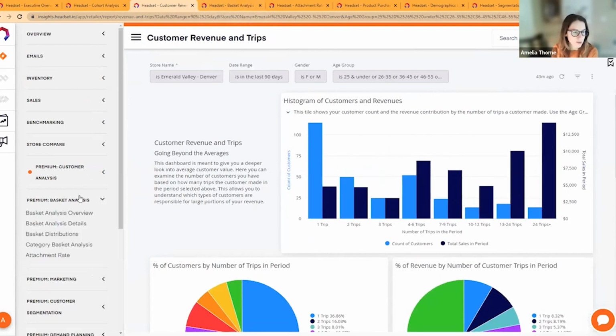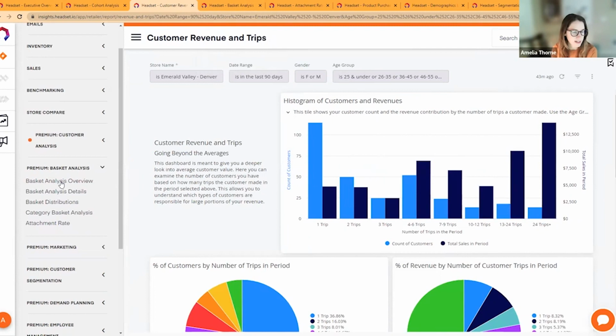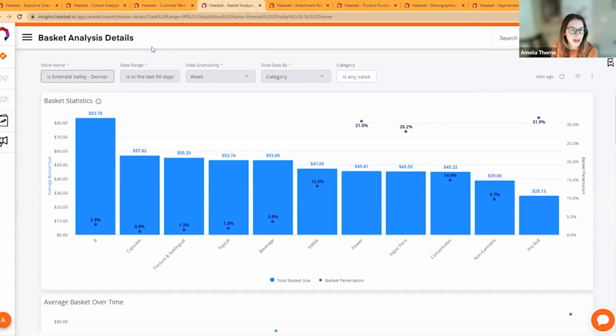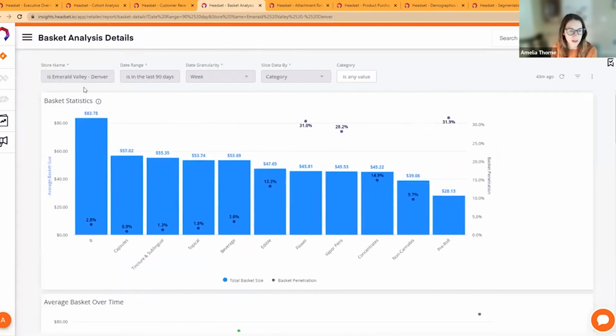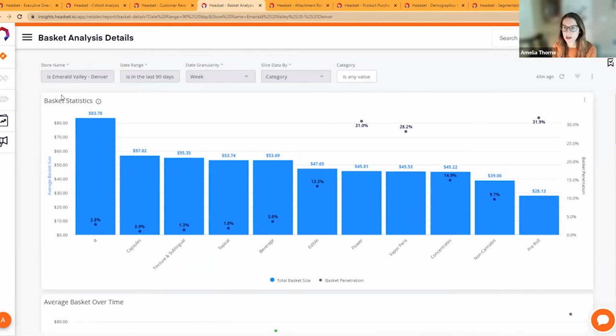purchasing. So basket analysis is down here under customer analysis. We'll look at the basket analysis details. Details is my preferred dashboard to look at if you were to look at any of them in here, just because it will give you a good idea of basket penetration and what's a driver versus passenger product. So basket analysis details, we can look at basket statistics here.